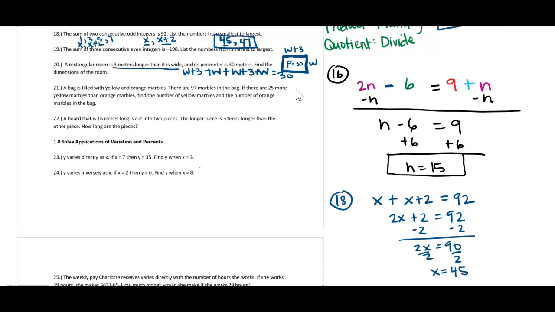All right, but now let's combine our like terms together. How many W's do we have? 1, 2, 3, 4. So I've got 4W. And then add my whole numbers together. 3 plus 3 is 6. Equals 30. So that's basically the equation I'm trying to solve: 4W plus 6 equals 30. I'll do that just down here a little bit.